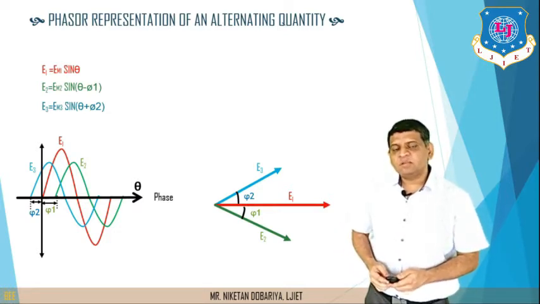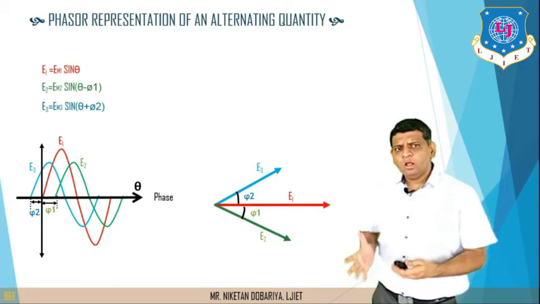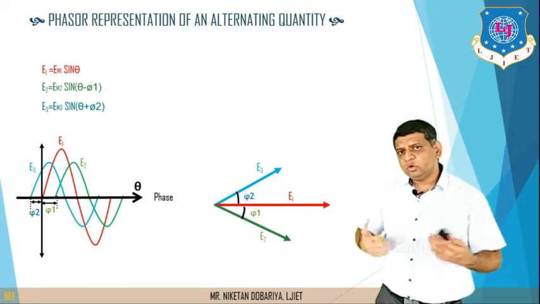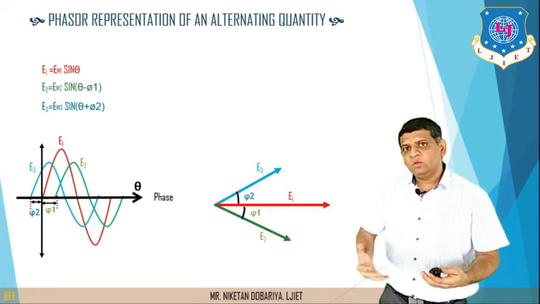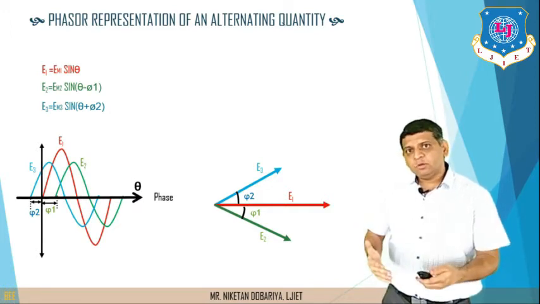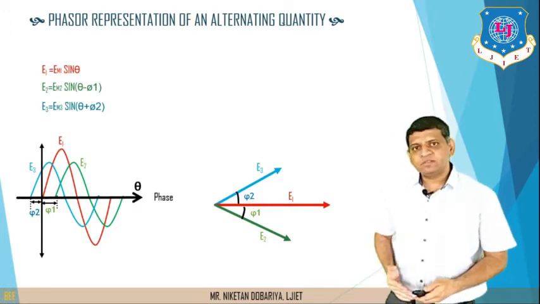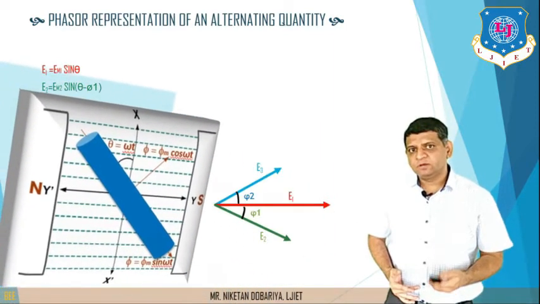All these three vectors are moving in an anti-clockwise direction. Now, how do you imagine these vectors moving in an anti-clockwise direction, and what is the terminology? That terminology we have already discussed in our previous lecture. You can see this here.